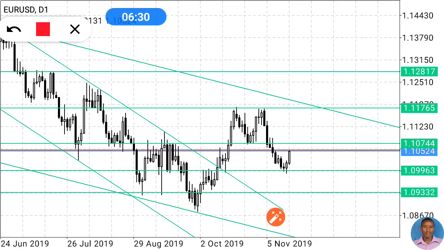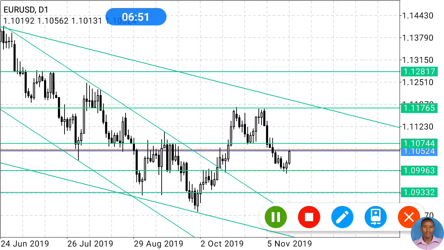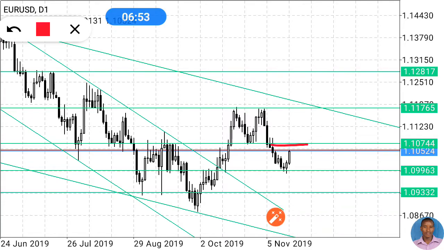The price came from this horizontal line, and it touches this horizontal line, and it failed to break that horizontal line. Then it goes back towards this horizontal line, which we are targeting.